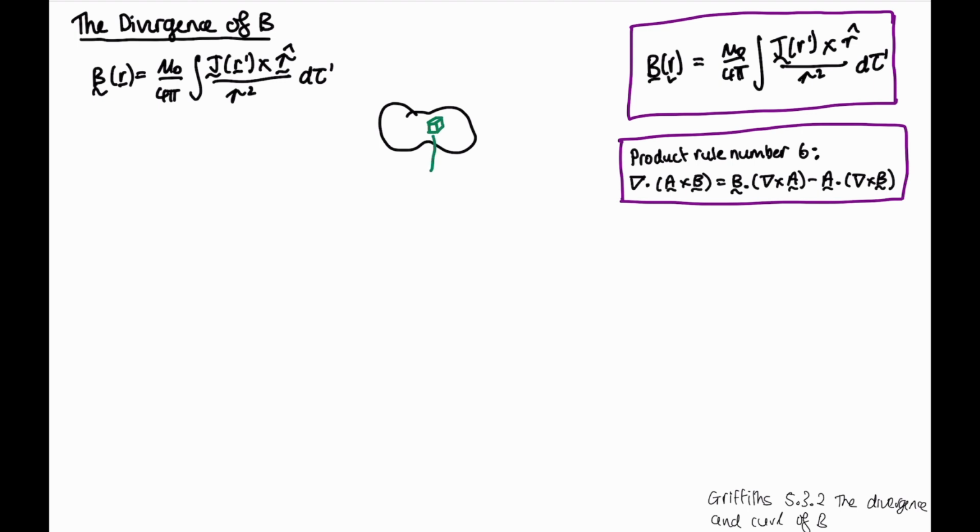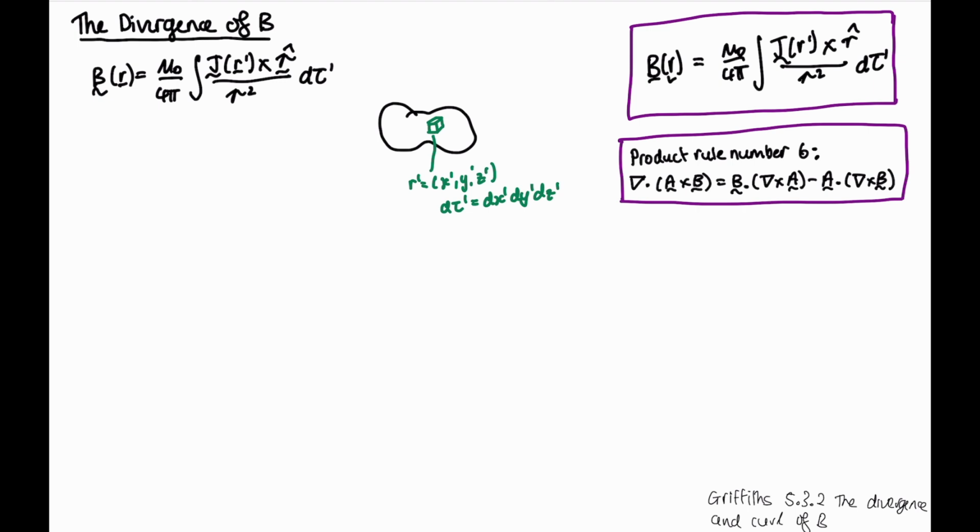This little increment is located at x prime, y prime, and z prime. And it has a volume, d tau prime, equals dx prime, dy prime, dz prime. And we'll call this location r prime. So r prime is x prime, y prime, z prime.